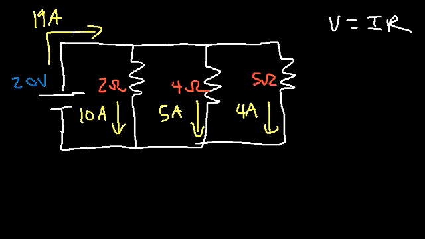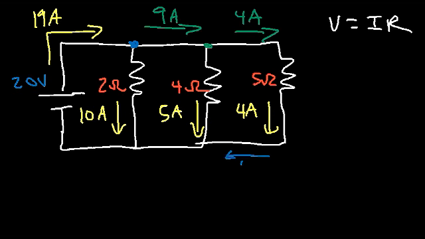Now, here's a question for you. Once the 19 amps of current reaches this point, how much current flows in this direction? So 10 amps goes in a downward direction. 19 minus 10 is 9. So 9 amps of current flows this way. Now, once the 9 amps of current reaches this point, 5 is going to go down. So 4 travels this way because 9 minus 5 is 4.